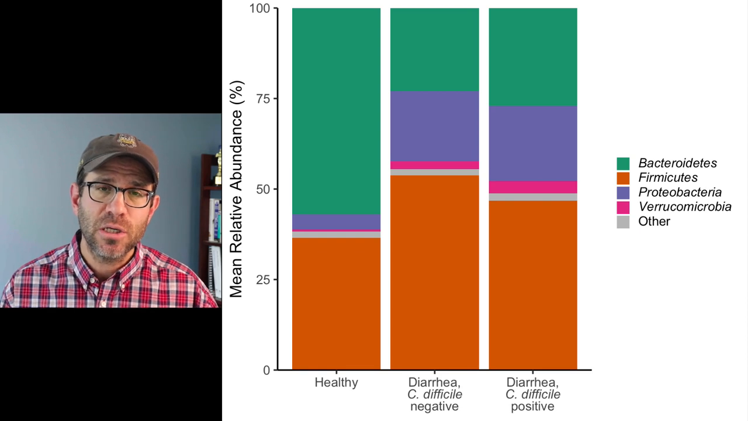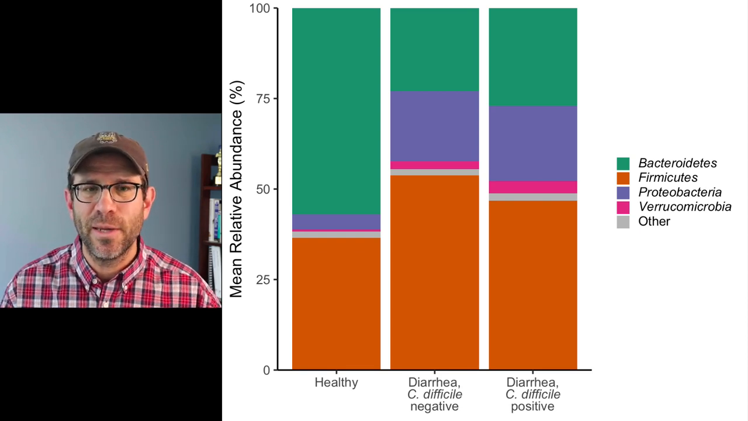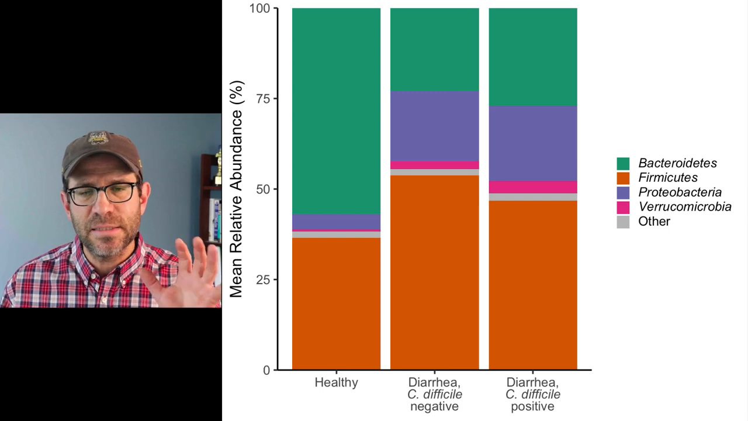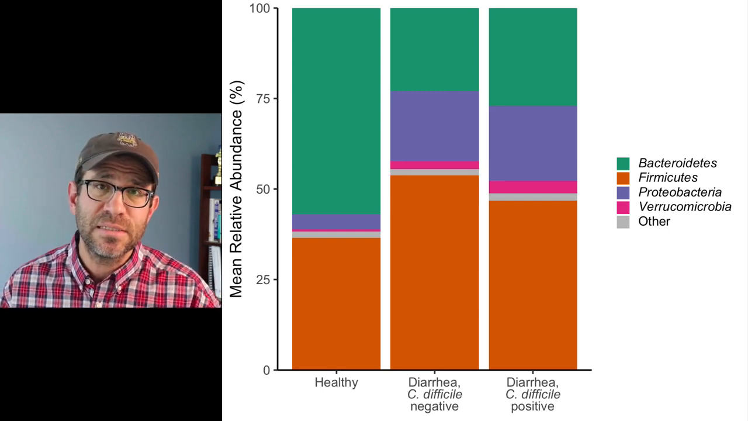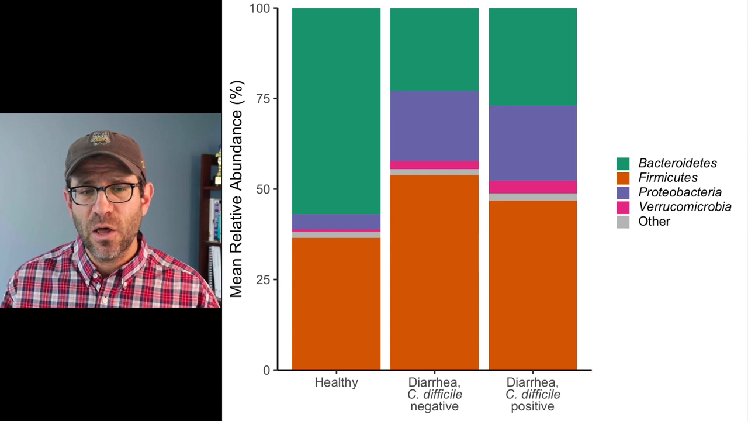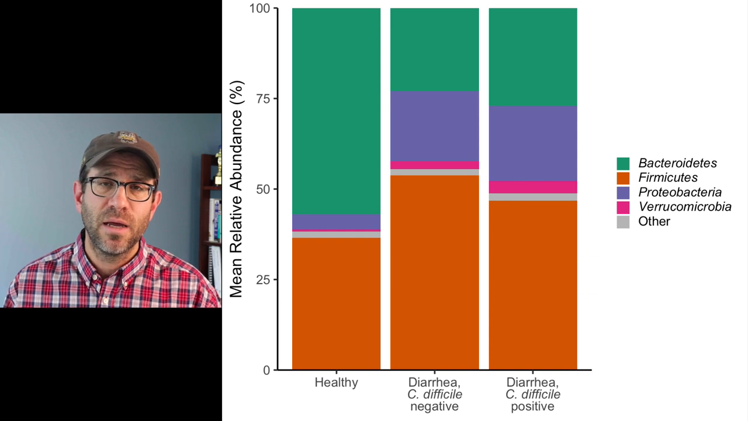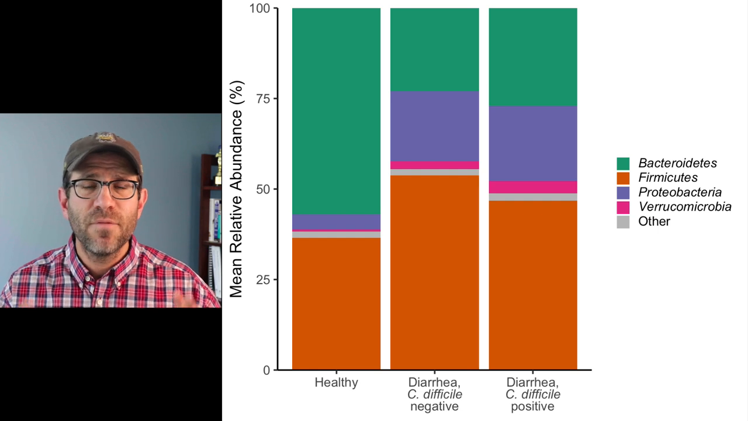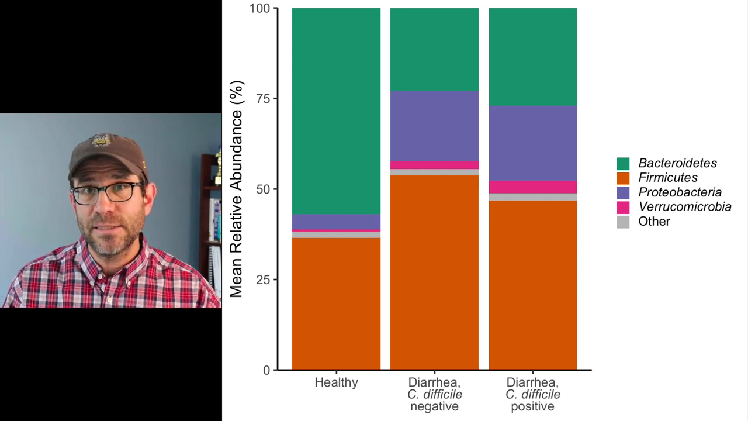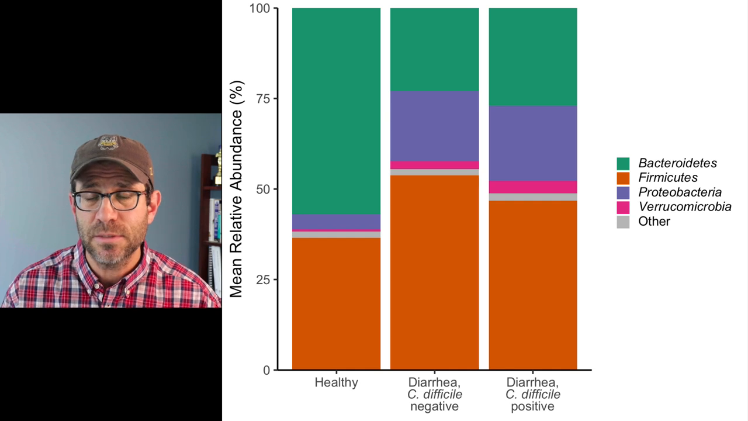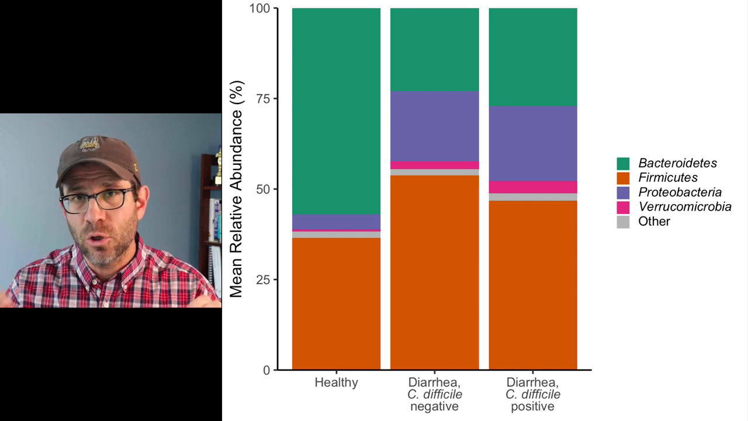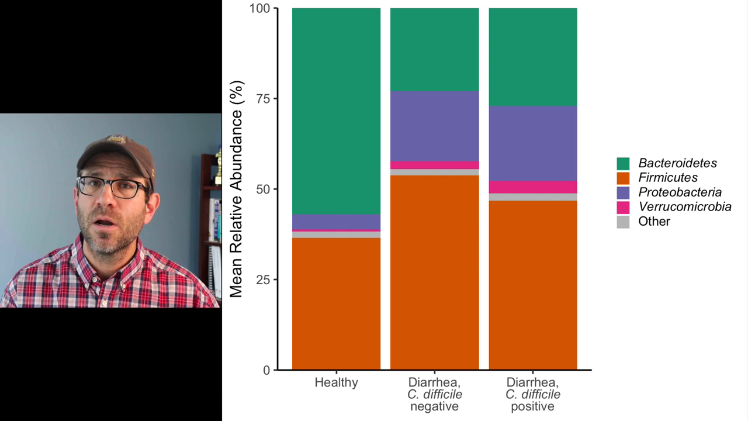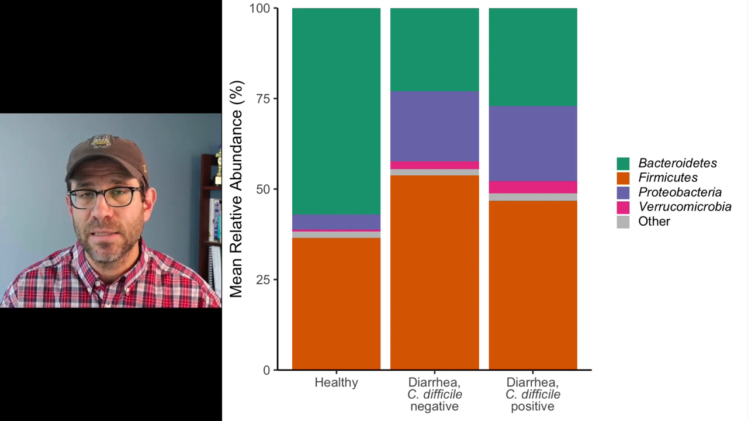We have created a stacked bar chart that I think is about the best stacked bar chart we could make. This is a stacked bar chart showing three different disease status groups. So we have individuals who are healthy, people who have diarrhea and are C. difficile negative, and people who have diarrhea but are C. difficile positive. This then shows the relative abundance of the four most abundant phyla of bacteria found in the feces of these participants in the study. We also have a group of other that's pooling together more rare phyla in these individuals.